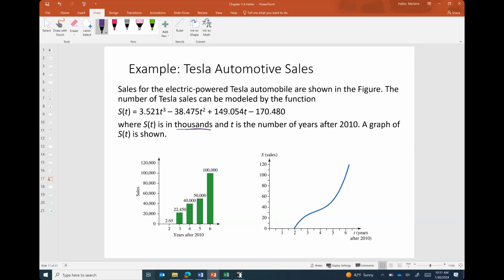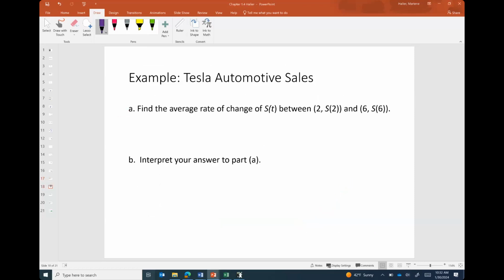So there's a model that was generated from this data, and the model is up here. The model is sales as a function of t, s of t, right? Where s of t is our vertical, or sometimes we think about that as our y, right? And t is our horizontal, or our input variable. We sometimes think about that as our x, right? The graph of the model for sales is over here on the right. All right, so that's the data. Now let's answer a couple questions about it.